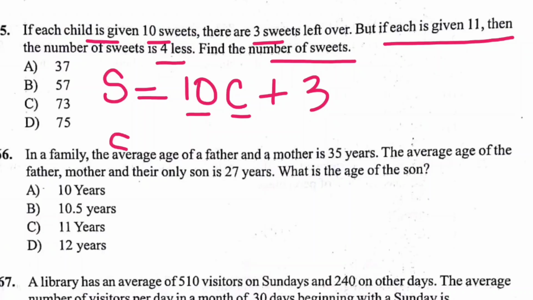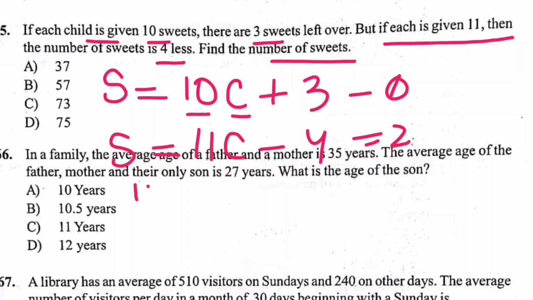In the second scenario, what we are being told is that 11 sweets are given to each of the children. So we have 11 times C. In this case, what happens? We have 4 less sweets, so we have minus 4 here. Okay, this is equation 1 and equation 2. If we solve this, LHS is the same, so we can equate RHS. That means 10C plus 3 is equal to 11C minus 4.